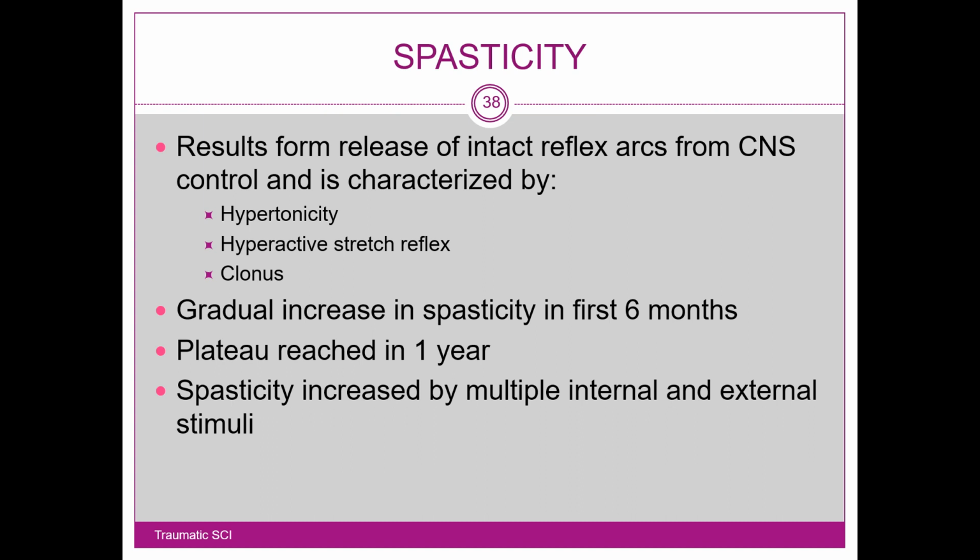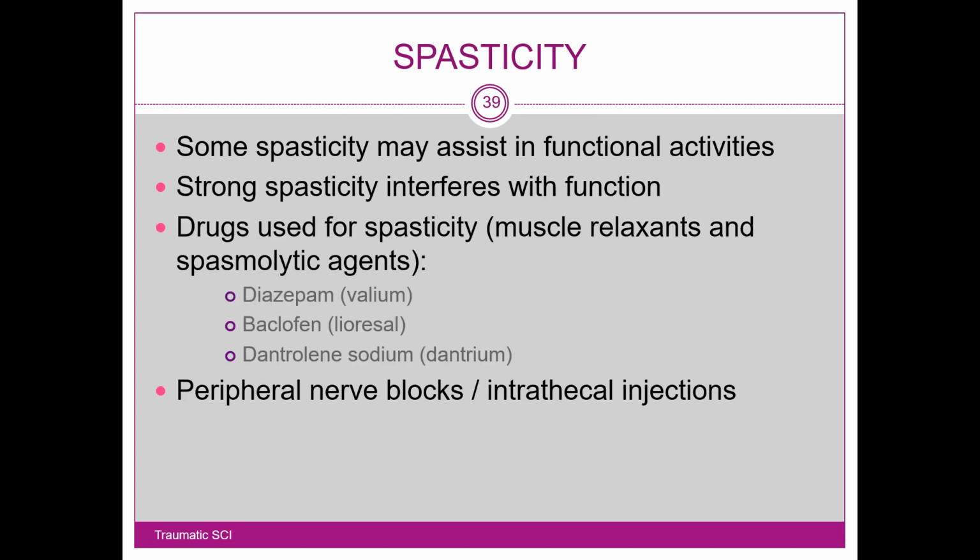Spasticity is not always beneficial, as we have discussed. Some spasticity may assist in functional activities, but strong spasticity interferes with function. For example, excessive spasticity in wrist flexors does not allow grasping or manipulating any object with the affected hand. So excessive spasticity is not needed; it should be functional. Drugs used for excessive spasticity are diazepam, baclofen, and dantrolene sodium. You are already aware of these. Peripheral nerve blocks or intrathecal injections can also be given to reduce the spasticity if it is excessive.